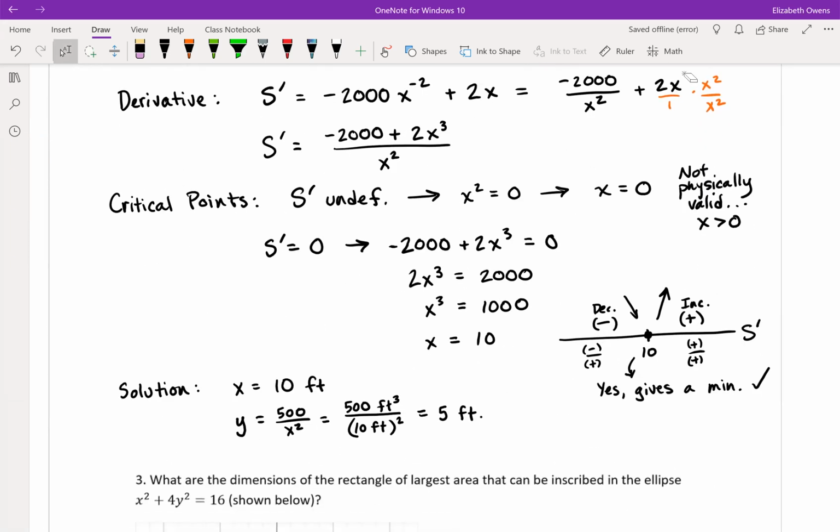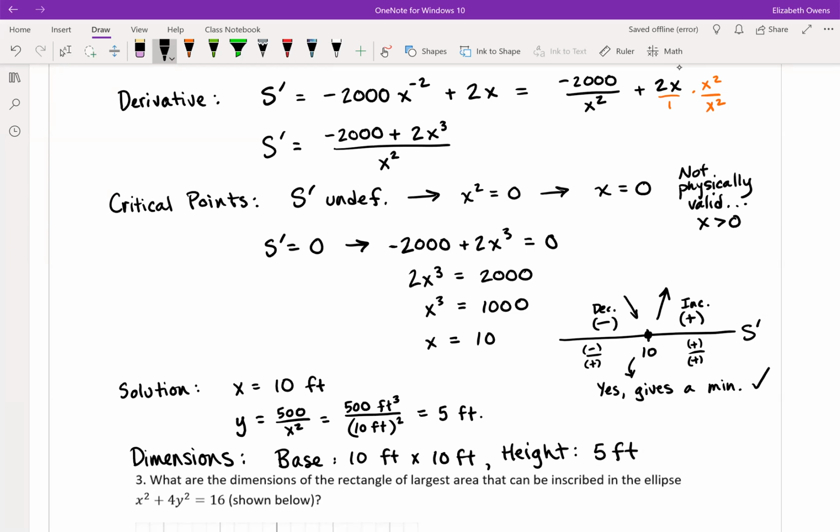And so we would say dimensions are going to be base of 10 feet by 10 feet and a height of 5 feet. And that's our final answer on this one.